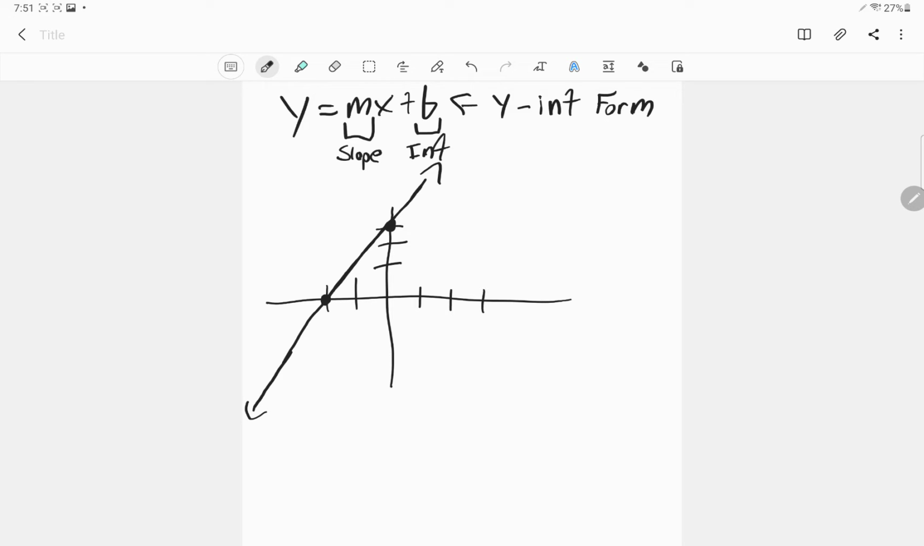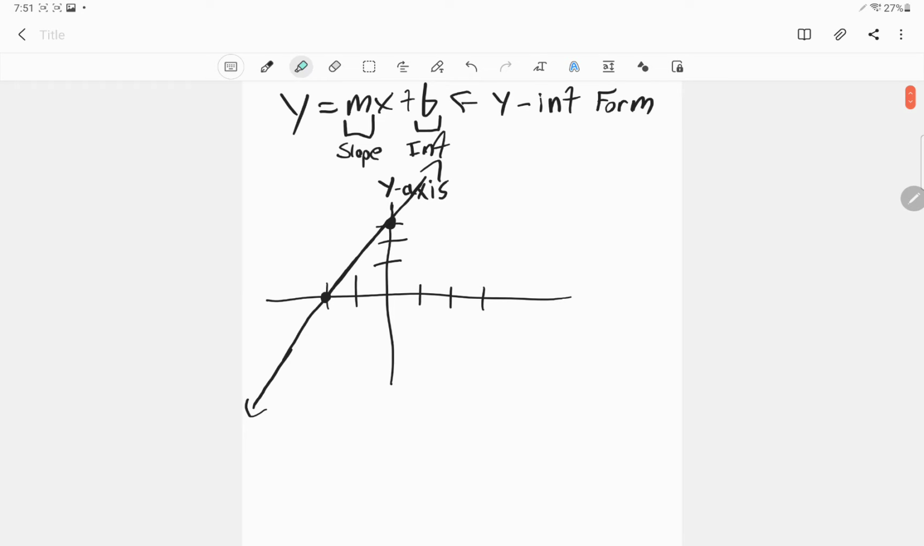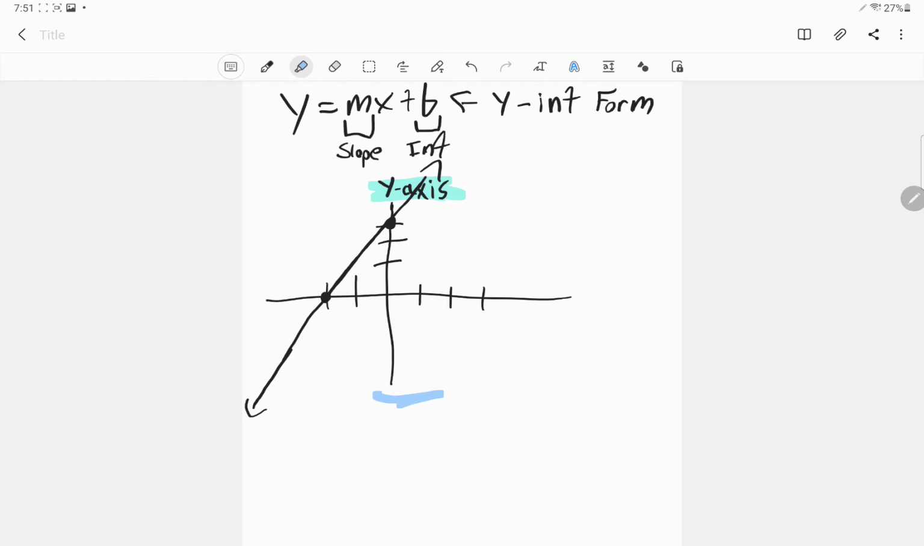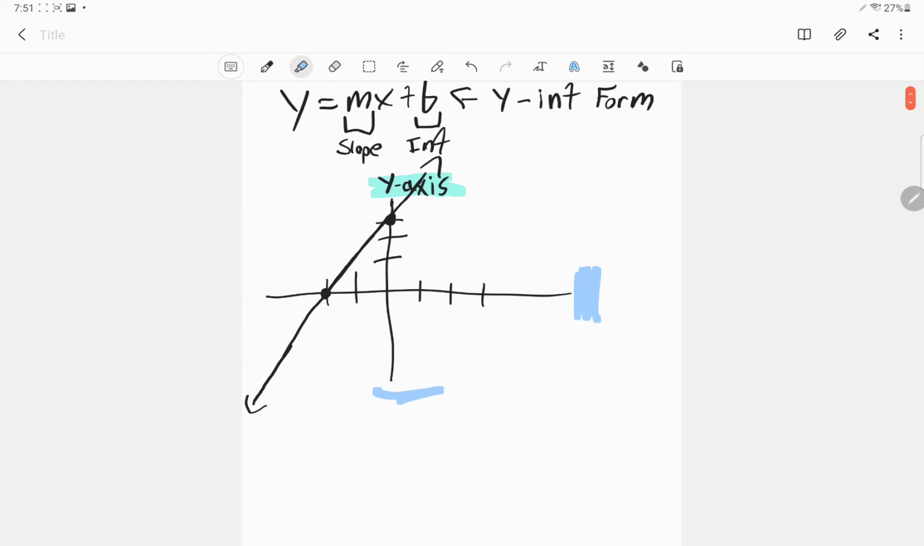Okay, so we're talking about x and y intercept. I'm going to label my y-axis. It's going to be right here, and I'm going to color it and shade it one color. This is my y-axis right here. Now, you're going to have something that's called your x-axis, and it's going to be this guy right here. I'm just trying to color coordinate so you guys can see what I'm doing here.